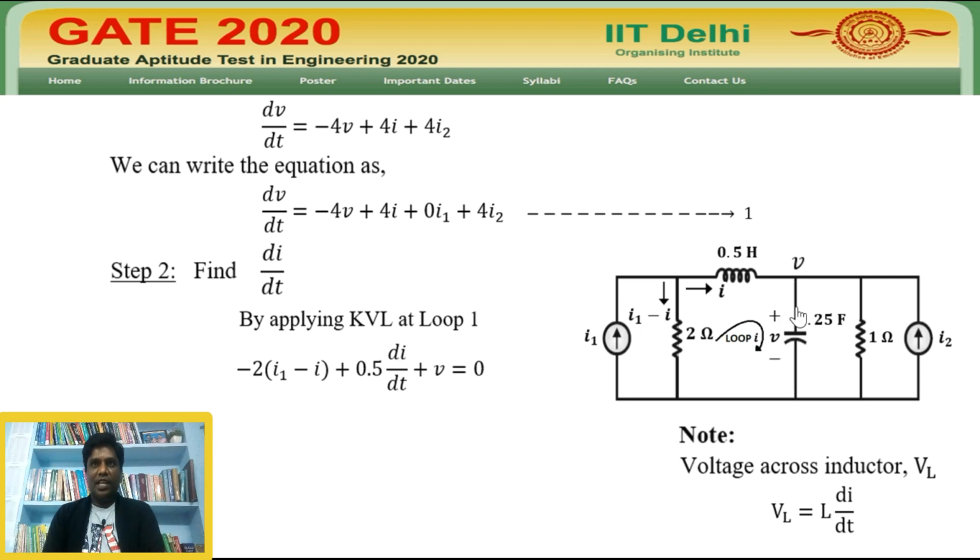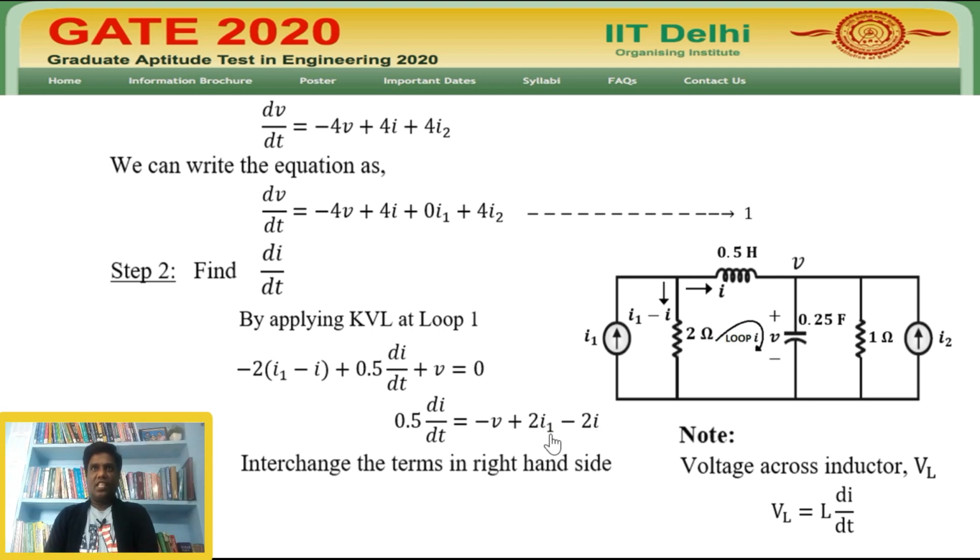Next, the third element, the voltage drop across the capacitor is V. This notation is already given in the question paper, and the current through the capacitor is the same as the loop current. So the voltage drop across the capacitor is plus V, equal to 0. In this equation, multiply the minus 2 with (I1 minus I) and shift these terms with V to the right hand side. Then the equation will be 0.5 into di by dt equal to minus v plus 2I1 minus 2I.